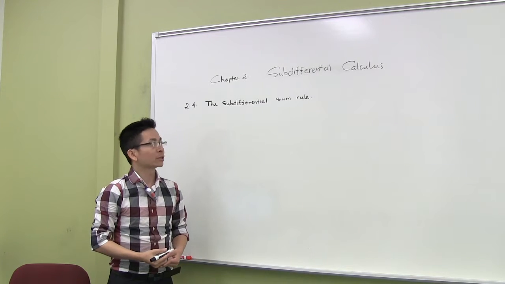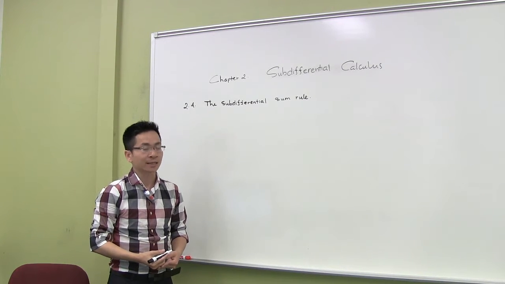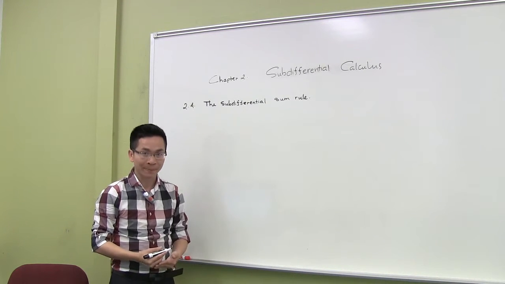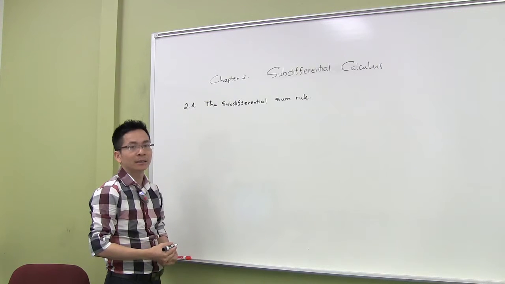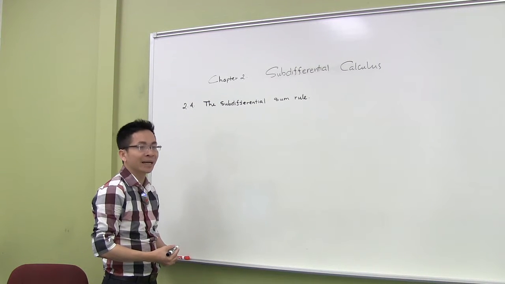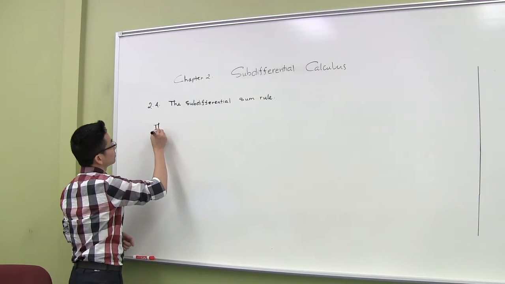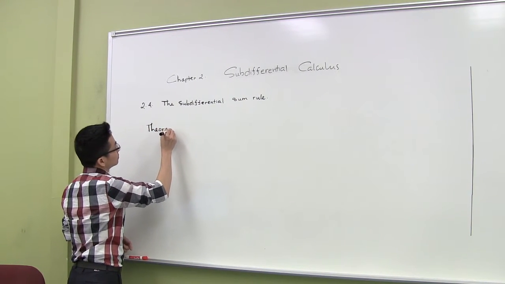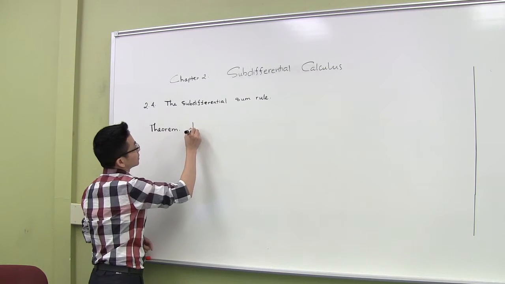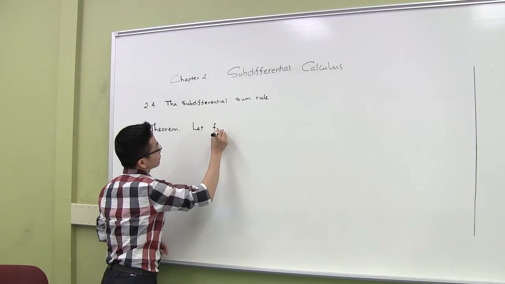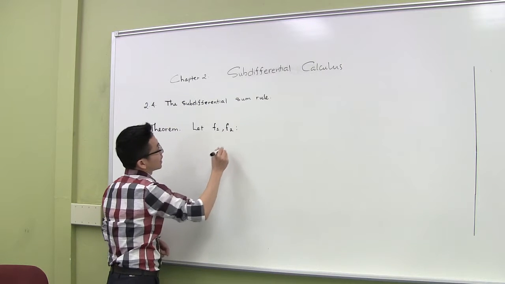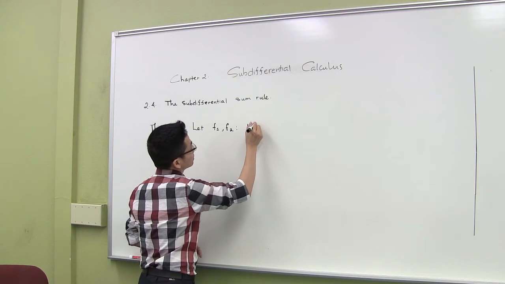Now I'm going to talk about the main theorem of this section, the subdifferential sum rule. Let me go ahead and state the theorem and give the detailed proof. Let f1 and f2 be extended real valued convex functions.